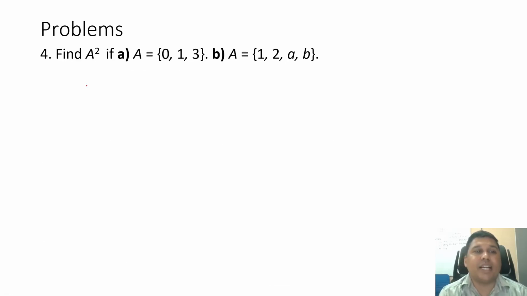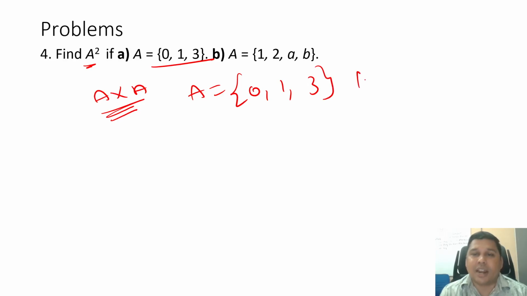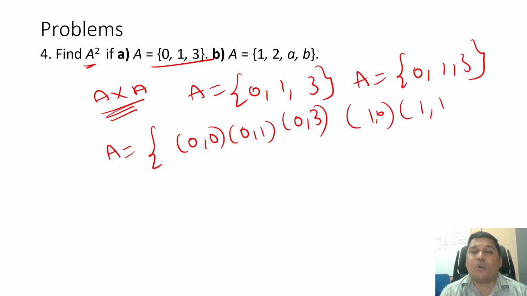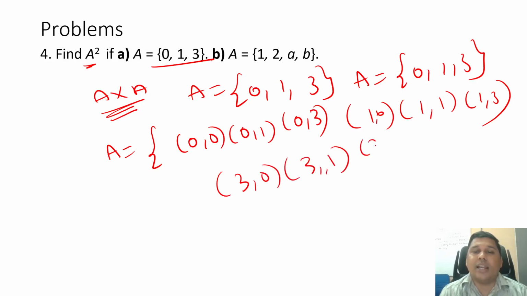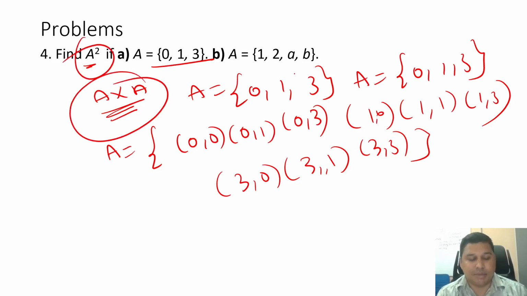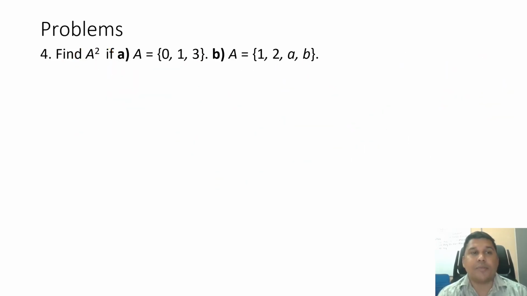So the fourth problem: find out A square. A square indicates the Cartesian product of A cross A, so they are asking A cross A. For this example, given A is equal to 0, 1, 3. Take another same set 0, 1, 3. Now A square means you get the Cartesian product like this: 0, 0; 0, 1; 0, 3. Then 1, 0; 1, 1 and 1, 3. Then 3, 0; 3, 1 and 3, 3. So this is your A square, meaning the Cartesian product A into A. Similarly, you have to do it for this A cross A.